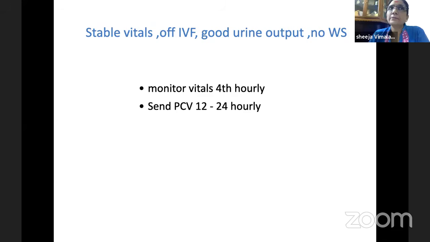And once the baby is stable, he's off IV fluids, intake is good, and urine output is good, you can space out your monitoring to 4th hourly and you can send your PCV every 12 to 24 hours.